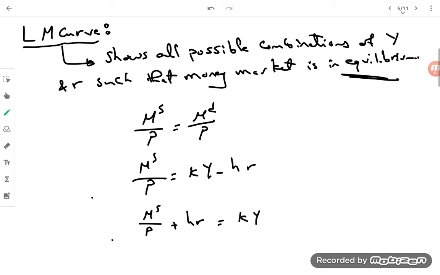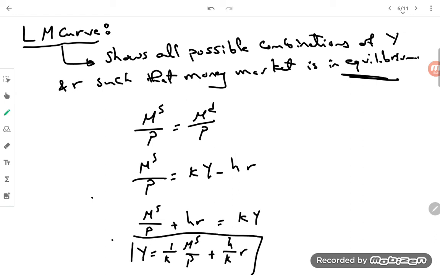Divide the whole equation by K, so we can write it as Y equals 1 over K multiplied by the real value of money supply plus H over K times R. So this is the LM equation, which shows the relationship between income and the interest rate in the money market. What are the factors that shift or affect the LM curve? Okay, let's derive the LM curve before shifting this curve.